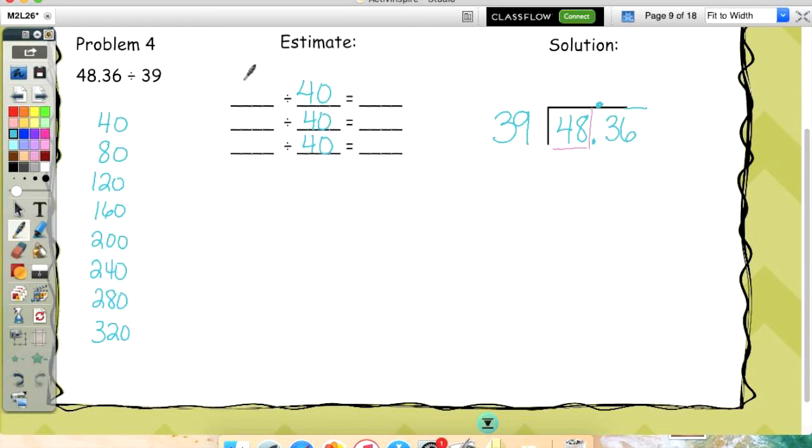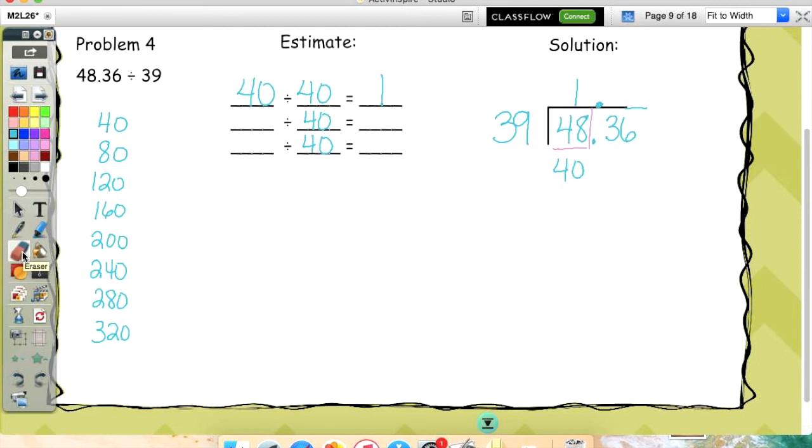40. So I'm going to try a 1. Now, here's what kids do sometimes. Look, tell me what I'm doing wrong. No? You didn't put it on top of the 8. Well, you don't put the number that you estimate.